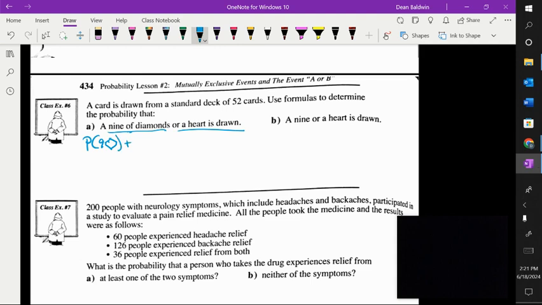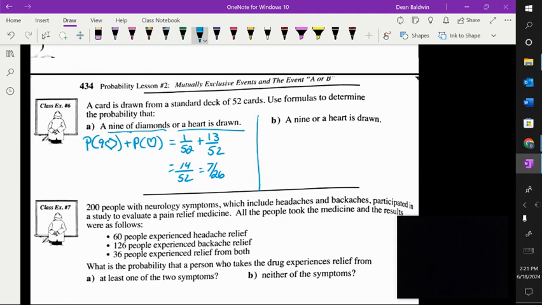9 of diamonds, or the probability of a heart. Because they're mutually exclusive, I can just add the probabilities together, because it's "or." So what's the probability of getting a 9 of diamonds? 1 out of 52. There's only one card in the deck. What's the probability of getting a heart? 13 out of 52. So 14 out of 52, or 7 out of 26, or some number as a decimal.